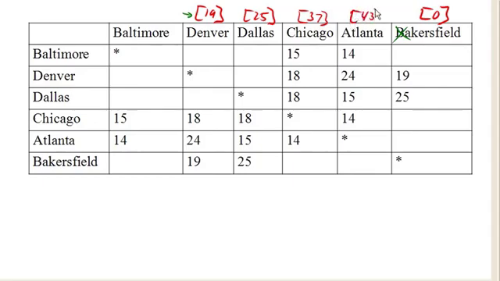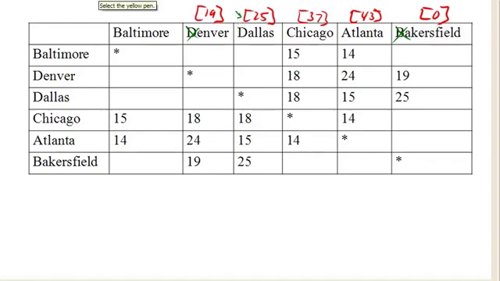Or we could go back to Bakersfield, but why would we go back to Bakersfield? So we're not going to do that. So at this point, we're done with Denver, and we move on to the next shortest city, next closest city. So that would be Dallas. So we'll move on to Dallas, and from Dallas, we can figure out what's going on.